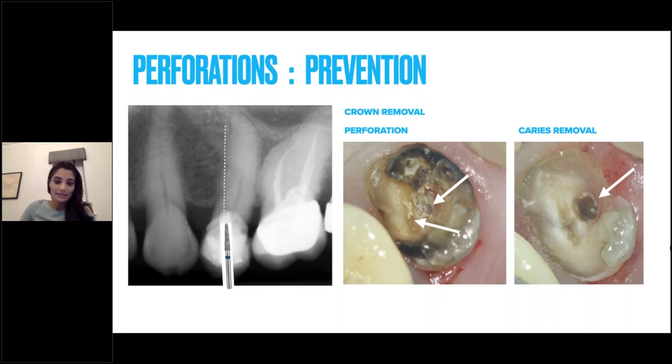So the way we can avoid this is to really analyze our preoperative radiographs. Have a look, okay, is the root at the right angle or is it more distally orientated? And then you can angle your burr accordingly.